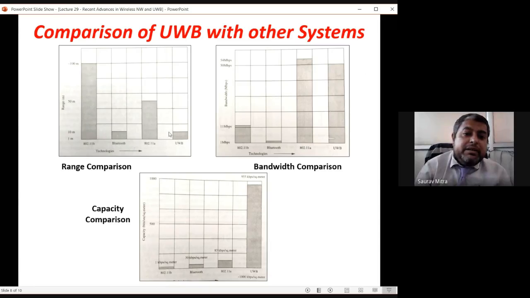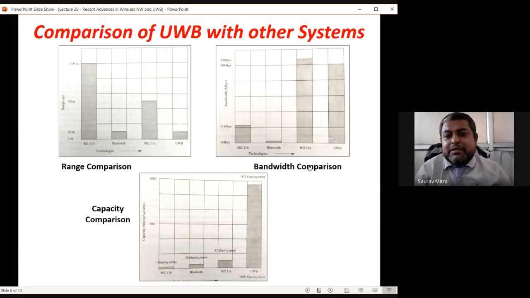So here ultra wideband gives a very short communication range, almost 10 meters, but it can carry a lot of data. So if you have an application where a huge amount of data has to be conveyed within a short range of 10 meters, then we can use ultra wideband. This is the understanding we develop from here.